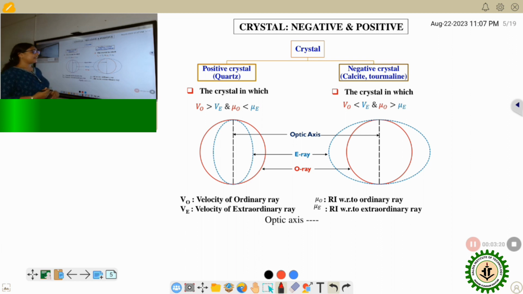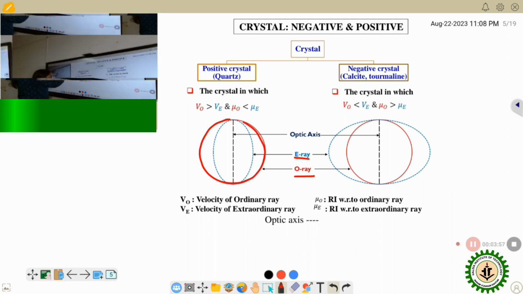Now, such doubly refracting crystals can be classified into two categories: positive crystals and negative crystals. So in the last slide we discussed about E ray and O ray, and I said that E ray does not follow Snell's law. What do you mean by that? O ray is ordinary ray, means it will move along any direction with same velocity. As a result of it, you can see that the wavefront of the O ray is spherical.